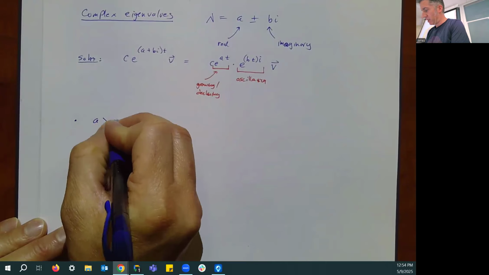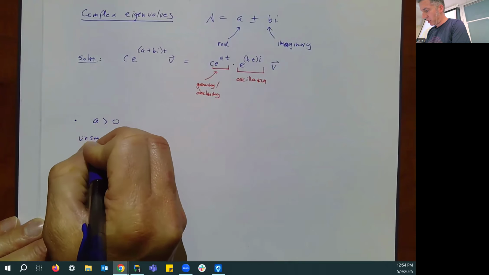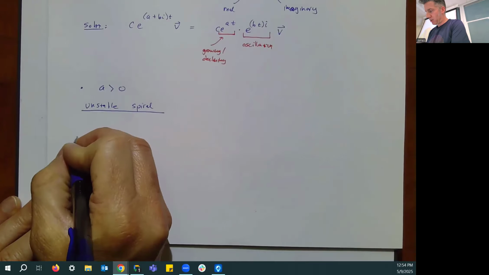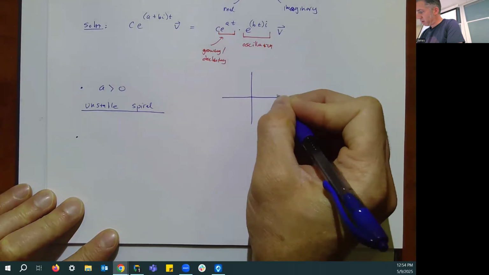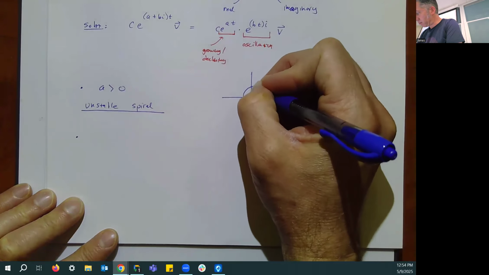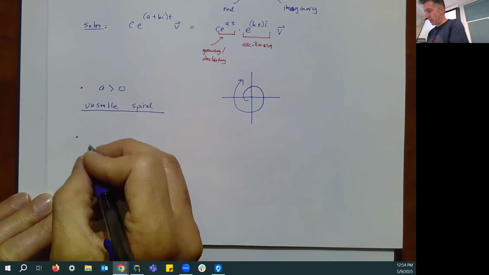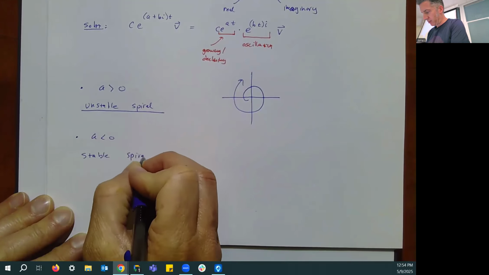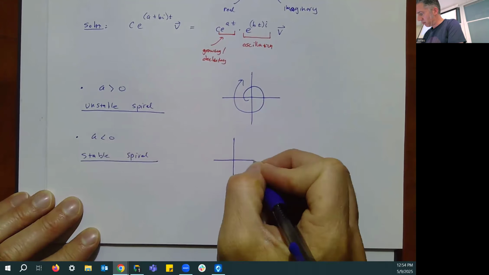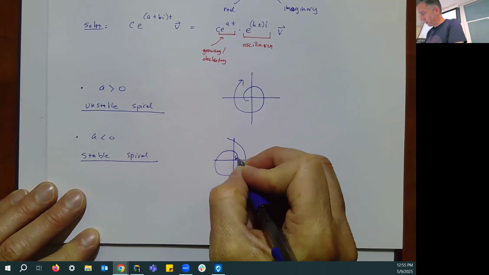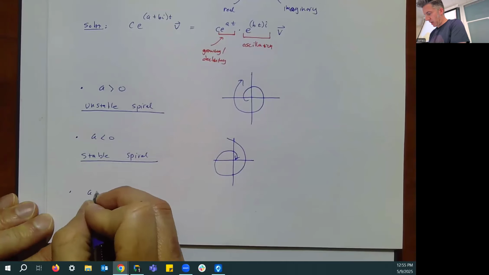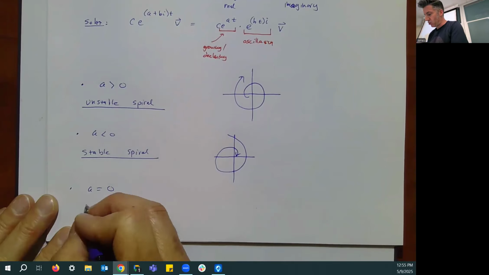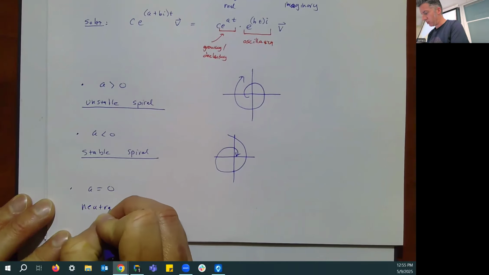If the real part's positive, we have an unstable spiral. We're spiraling out. So it might look something like this. If A is negative, we have a stable spiral. We're spiraling in. It might look something like that. And finally, if A is 0, if your eigenvalue is purely imaginary, there is no real part, we have a neutral spiral, also called a center.